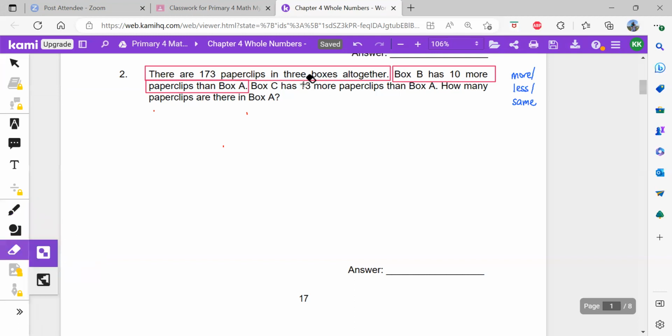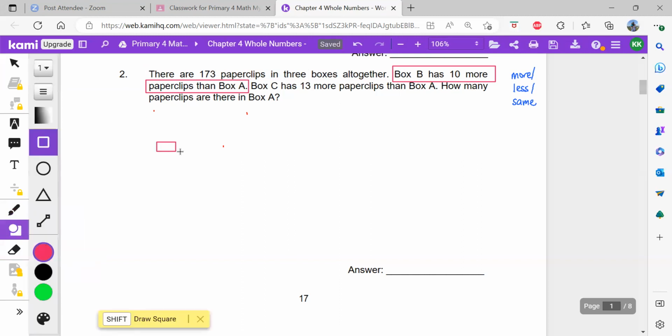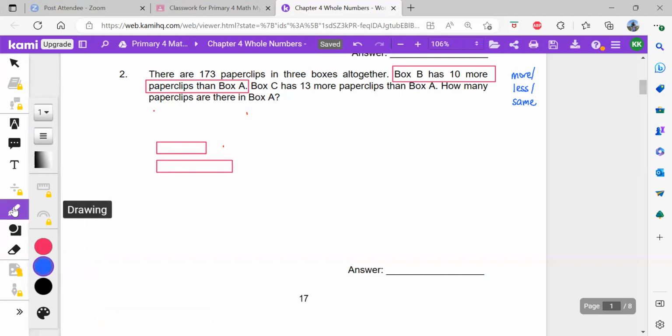So I'm going to start drawing from the second sentence. All right, so box B has 10 more. So I'm going to have box A and box B. Box B is going to have more, so I'm going to draw a longer model. Okay, and this is A and B, and box B has 10 more than A.